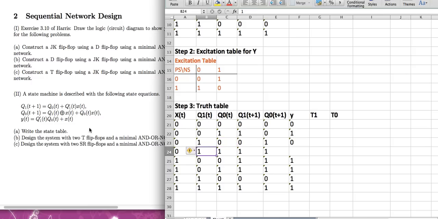Q1 is 1, so not of Q1 is going to be 0. 0 and with 1 is going to give me a 0. Okay. Now I've finished with Y.